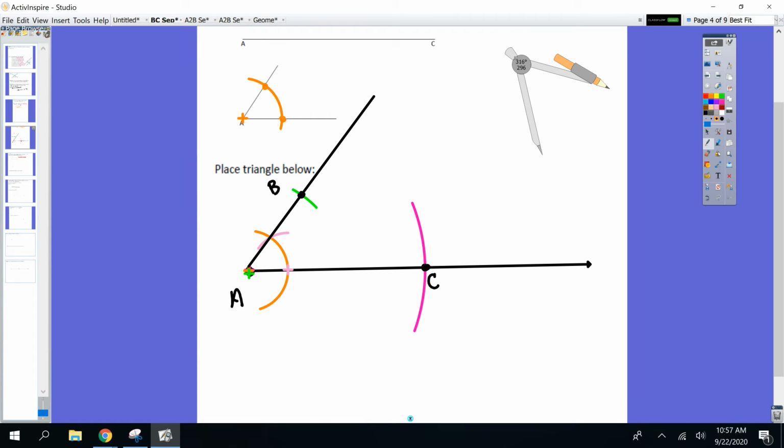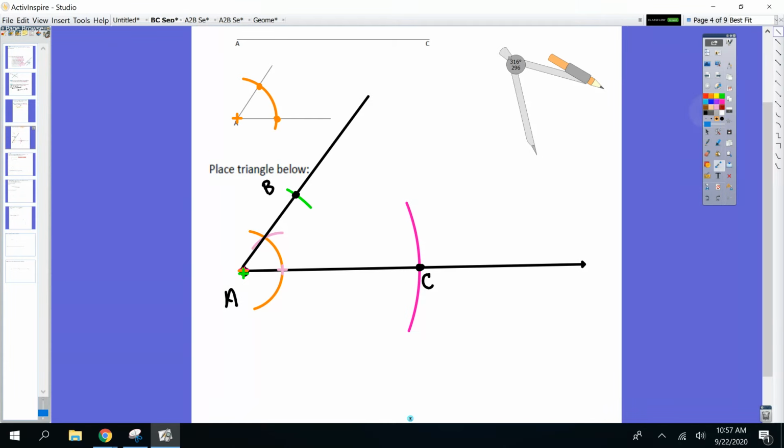How many sides in a triangle? 3. I don't see 3 sides. I see AC and AB are 2 sides. Where's the 3rd side coming in now? Connecting what? B and C. Go. And now you've made your first triangle where AB and AC are sides and angle A is congruent to the angle A I was given.